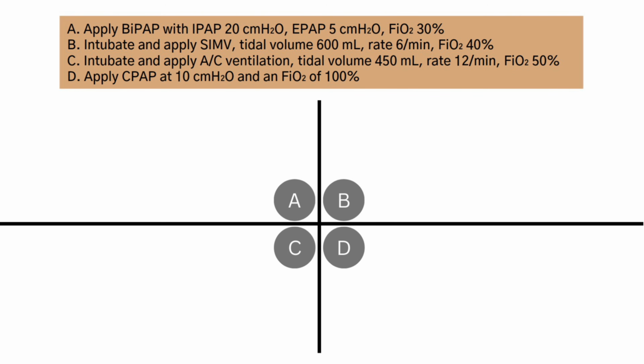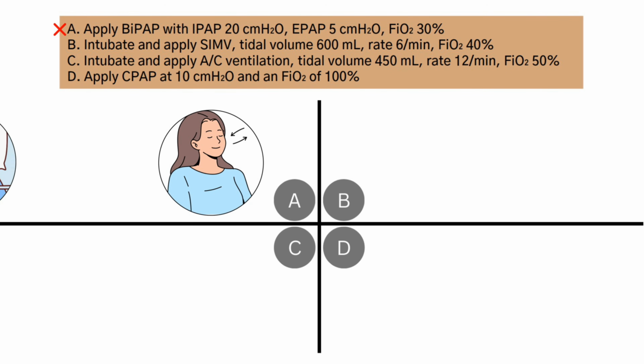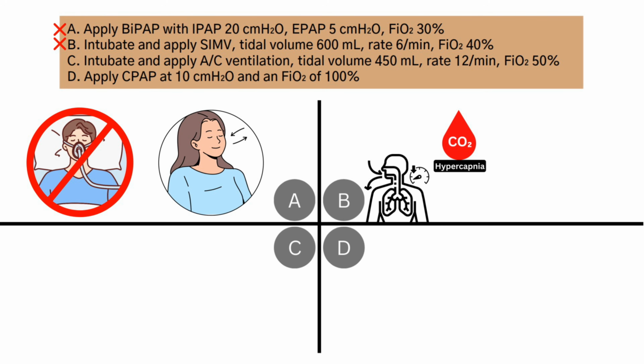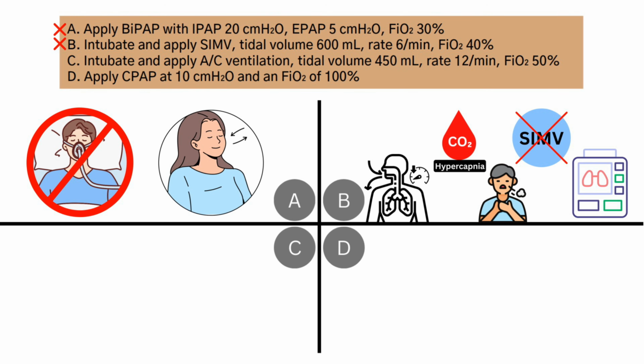Non-invasive ventilation such as BiPAP would not be effective because it requires the patient to have spontaneous breathing effort, and this patient is unconscious and not breathing. SIMV at a tidal volume of 600 milliliters with a rate of 6 breaths per minute is also inappropriate. The rate is too low to correct severe hypercapnia, and since the patient is not breathing spontaneously, SIMV would not provide full ventilatory support.